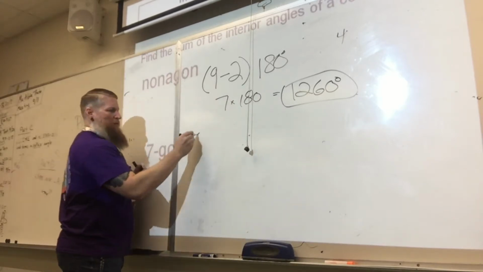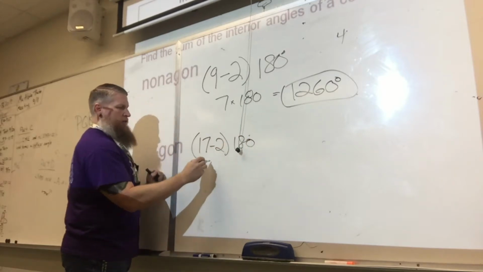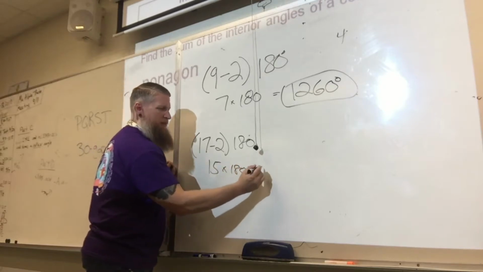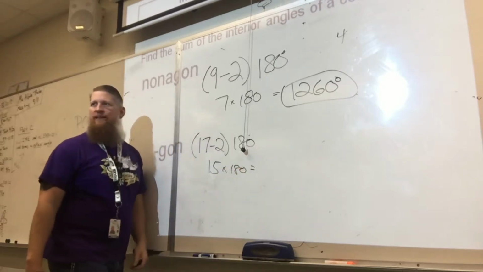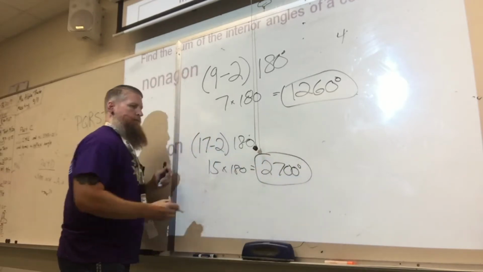A 17-gon would just be 17 minus 2 times 180. What's 17 minus 2?